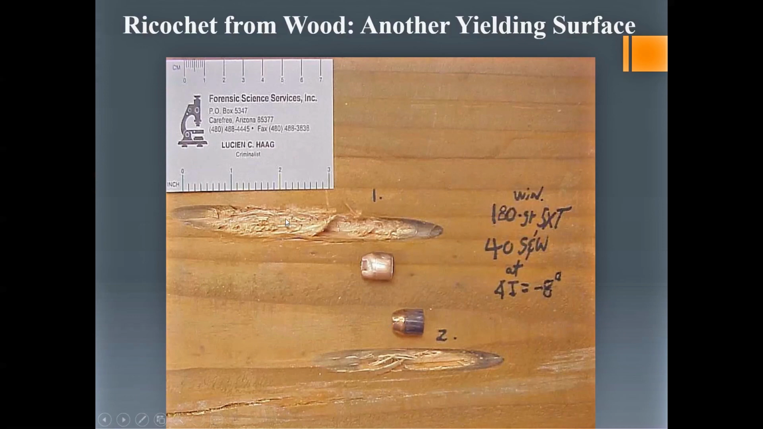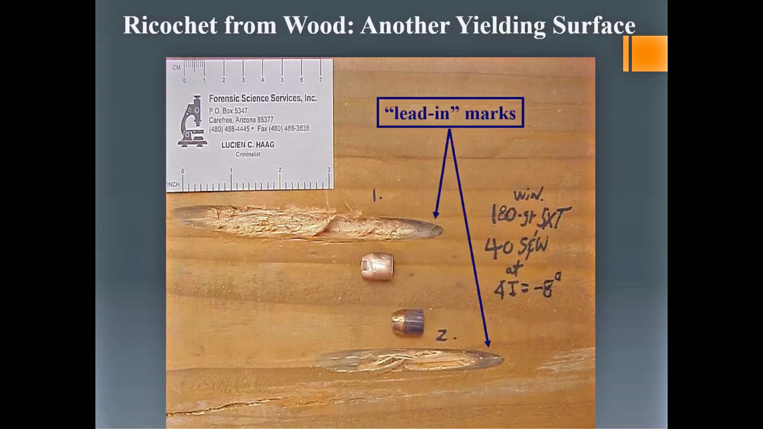And what would make one mark longer than the other mark? Probably the incident angle or the angle of impact. So when the bullet's fired at a lower angle, say this is 15 degrees, right? Now this one actually says here 8 degrees, right? And it'll travel along the surface for a longer period, right? So we're going to call those lead-in marks right there.